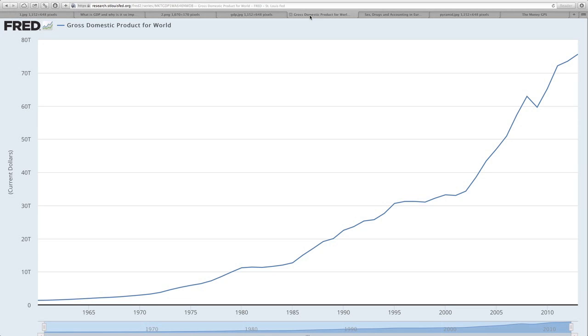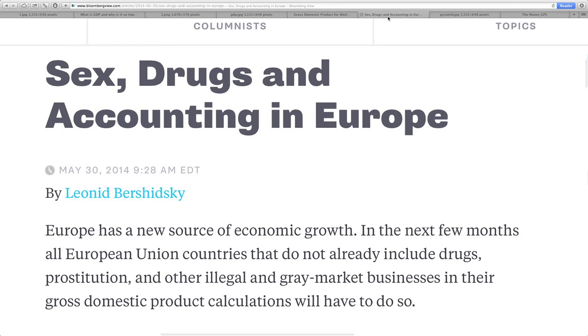But what I would like to note here is that there's some trickery involved in the calculation of GDP. So let's move into that as we talk about the EU. Sex, drugs, and accounting in Europe. What am I talking about right here? Look at this. Europe has a new source of economic growth.